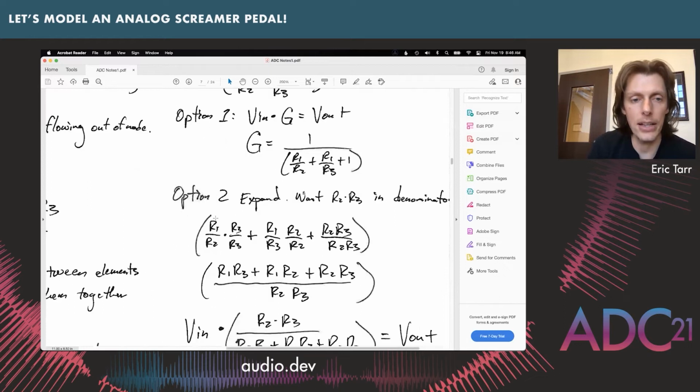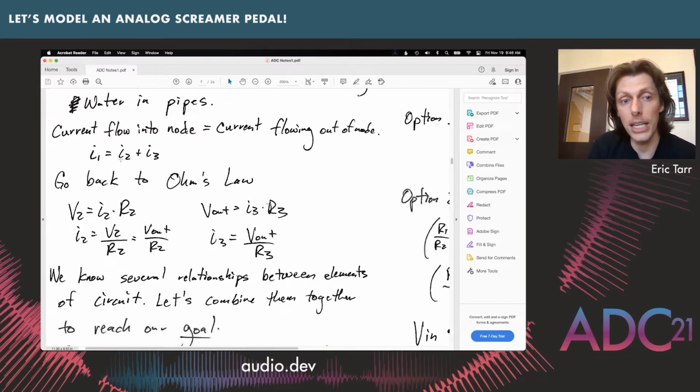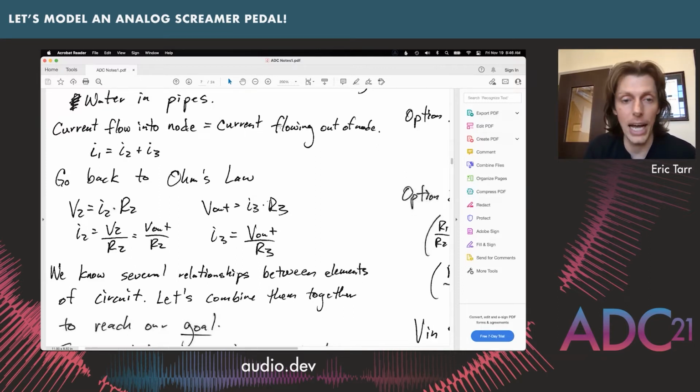So the key thing here that we talked about was this idea of splitting the current up, flowing into a node, and whatever those multiple currents are, flowing out of the node.